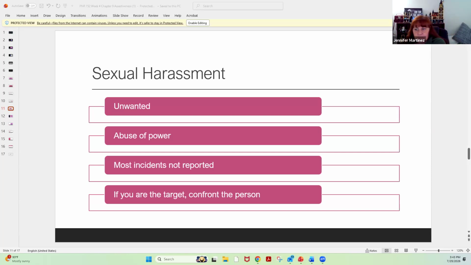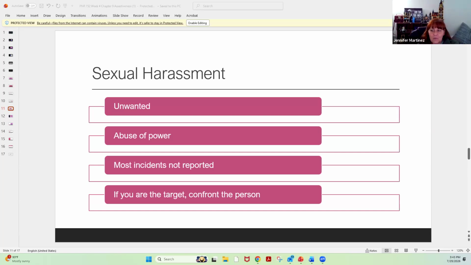You have to assertively tell the person clearly that what they are doing is offensive to you and it is unwanted. And this is where your body language and your verbal communication need to match, so be very careful. Employers do have the responsibility to correct any unwanted behavior. So the first thing that you do is confront that person.